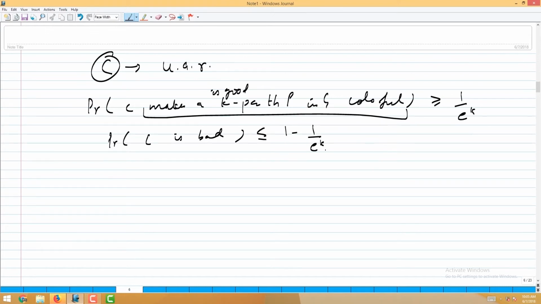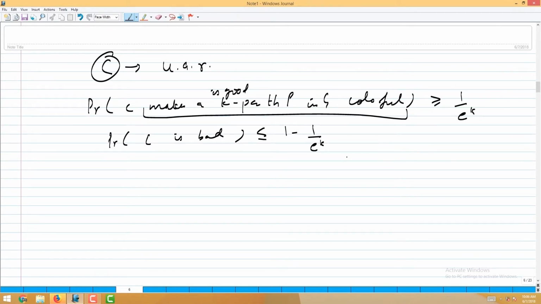Yeah. So what we did was, we started with the k-path problem. We chose the coloring uniformly at random and ran the algorithm for colorful k-path, right? And this algorithm was wrong with probability at most 1 minus 1 by e power k, right? So let's do the following. If the algorithm outputs yes, we know that it's always a yes. If it outputs a colorful path, it's always a colorful path.